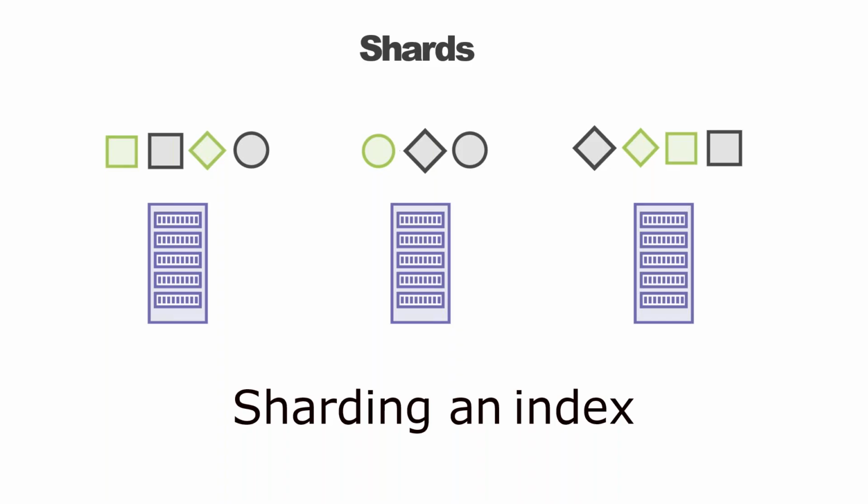Basically what I understand is that we are just dividing one index into multiple shards, right? Yes, because you can't store all the documents of one index in one node, as there is a limitation with the storage, right? Okay.